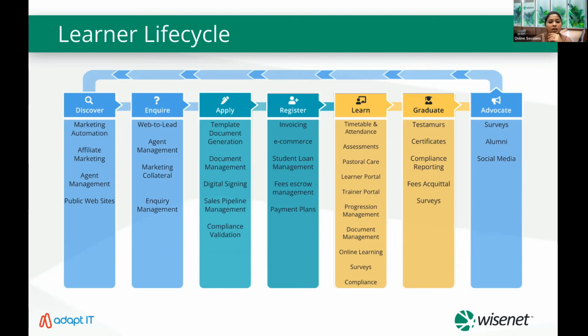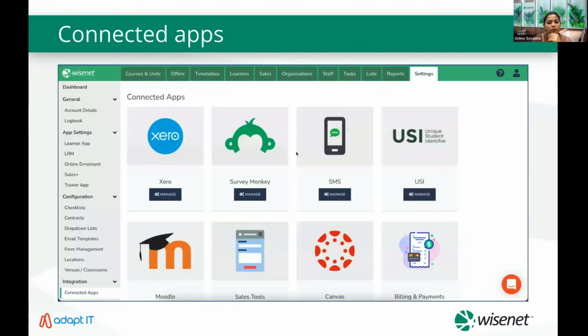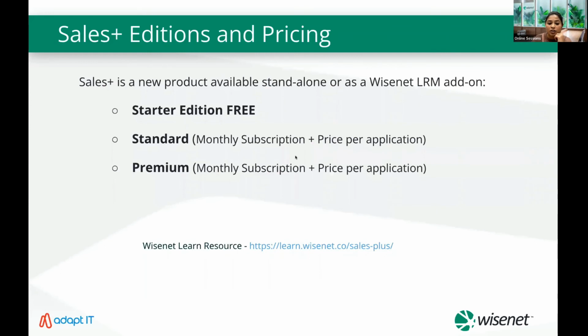Now, if you're not already aware of all our connected apps, feel free to go to your settings, connected apps page to discover more. We do have article links in there as well. And as Nell mentioned earlier, the starter license has already been added to all your accounts. You can go ahead and create your contact form and link it to your website to get those inquiries directly into Wisenet. Please refer to our Wisenet Learn resources for a step-by-step guide to help you with the process.